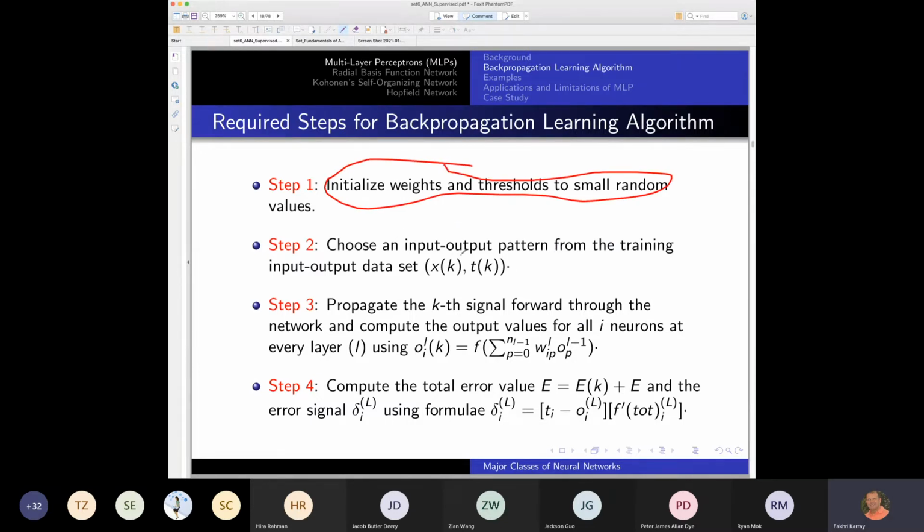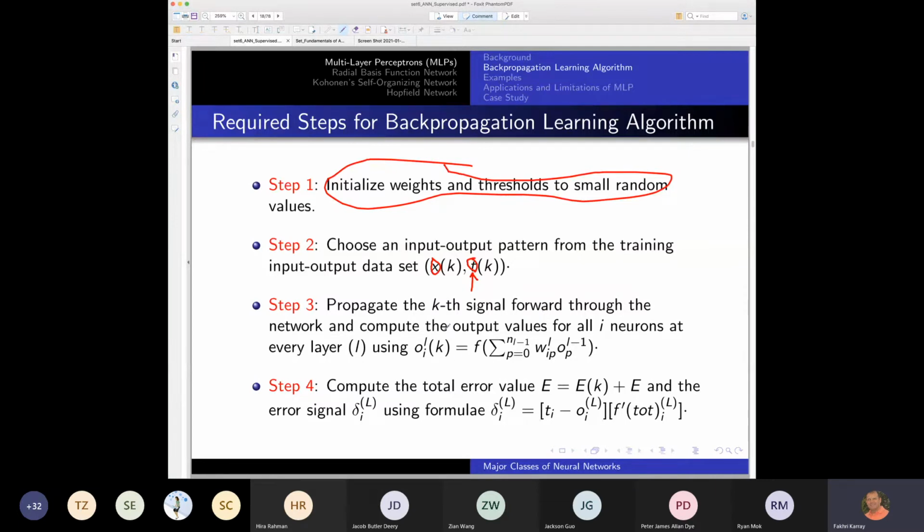We choose one single input and one single output. So this is a vector, this is a vector, unless the classifier is binary. But usually we might have several types of classification values for the system, several categories for the system. So we propagate the kth signal forward. So what does that mean? We inject the inputs of this training pattern to the system.